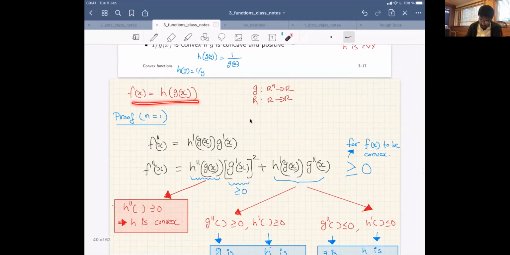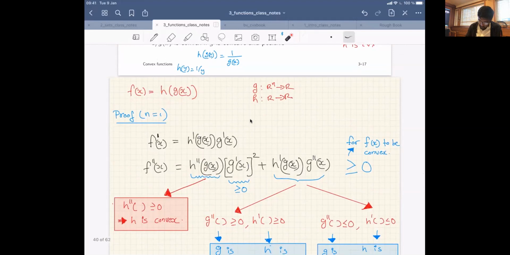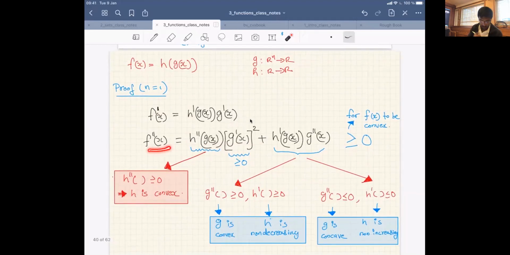We have f of x defined as h of g of x, right? So what I do here is take the second order condition to check this. First I differentiate f of x, f dash x, which is this one. This is the chain rule: h dash g of x into g dash x.